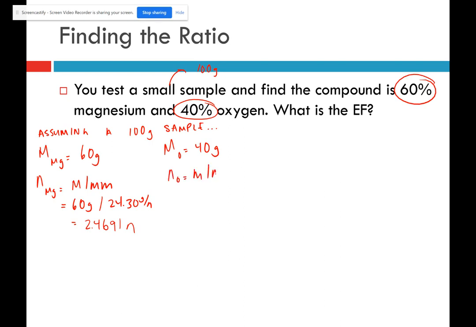Okay, we'll do the same thing here for oxygen. We would say mass divided by molar mass. So we have 40 grams, and we're going to divide that by the molar mass of oxygen, which is 16 grams per mole.